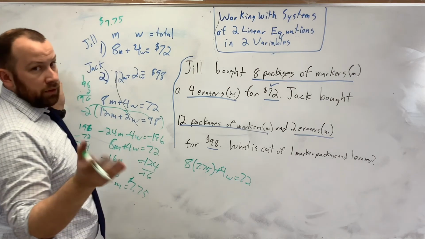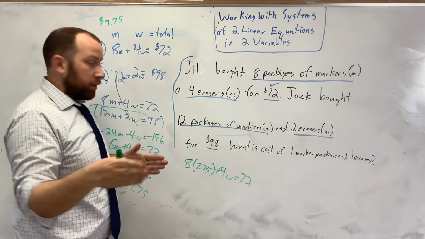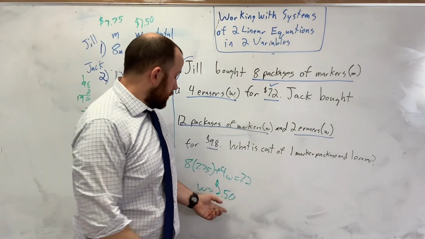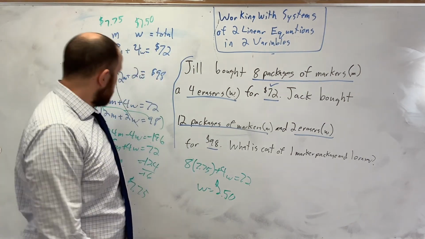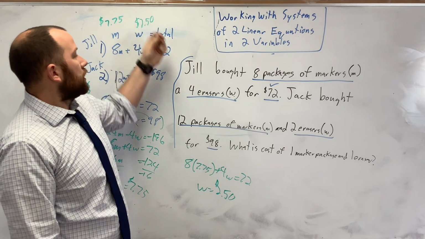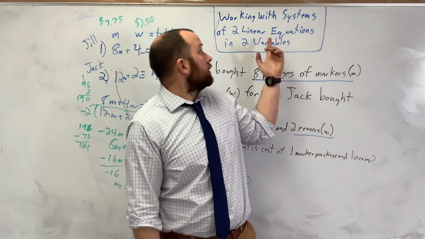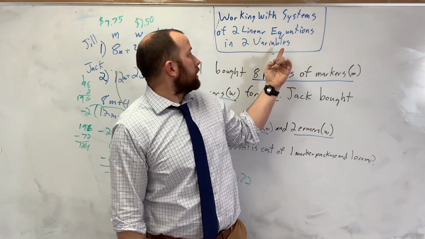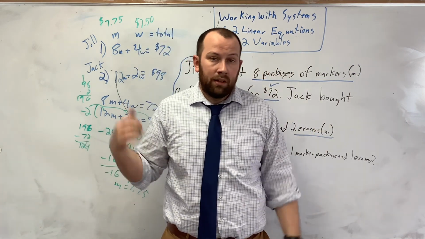I'm not going to take you through all of it. I'm just going to cut here and then go to. So an eraser costs $2.50. So markers are $7.75, a package of them. Erasers $2.50. All right, this has been working with systems with 2 linear equations and 2 variables, basically word problems.